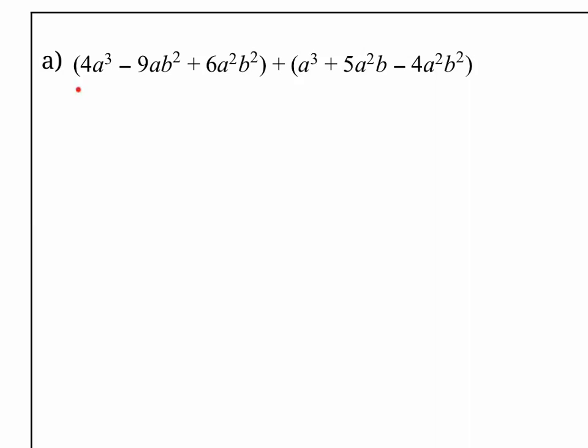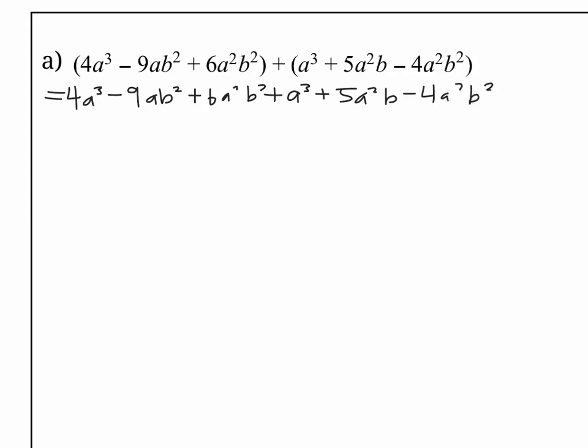Well, if you take a look in front of this bracket here, we just have a 1. And 1 times everything in this bracket is just going to keep all of these terms the same, because 1 times anything is just going to keep it the same. And then in front of this bracket, we also have a positive 1. And so everything in this bracket will stay the same as well. So we can rewrite it without brackets. So we have 4a cubed minus 9ab squared plus 6a squared b squared plus a cubed plus 5a squared b minus 4a squared b squared.